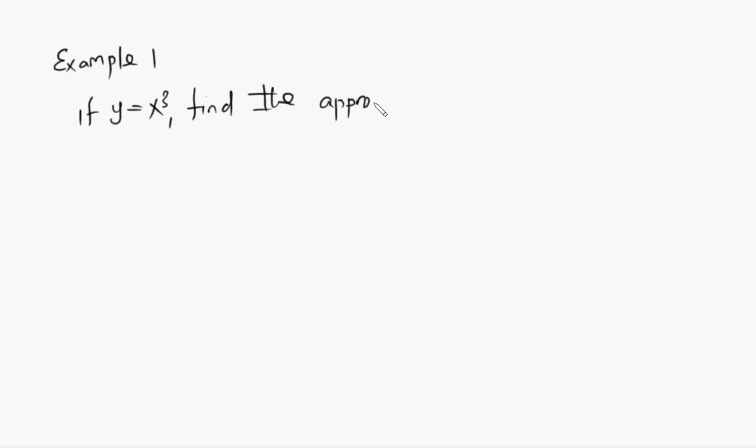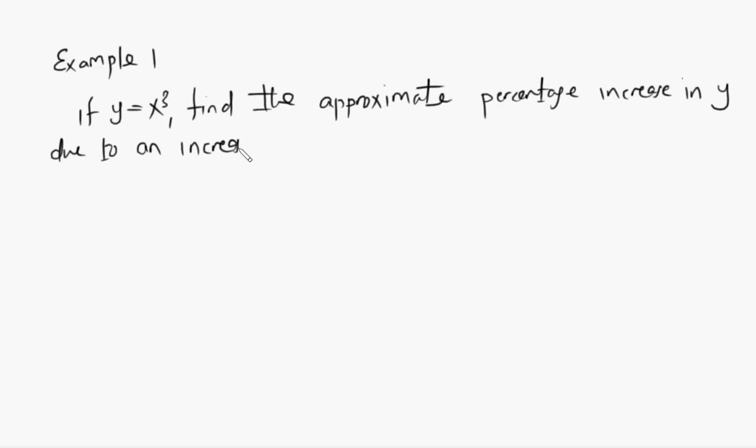So here we have example 1 in this tutorial. It says if y is equal to x cubed, so we have a function x cubed now, find the approximate percentage increase in y due to an increase of 0.1% in x. Oh, percentage. Be very careful.